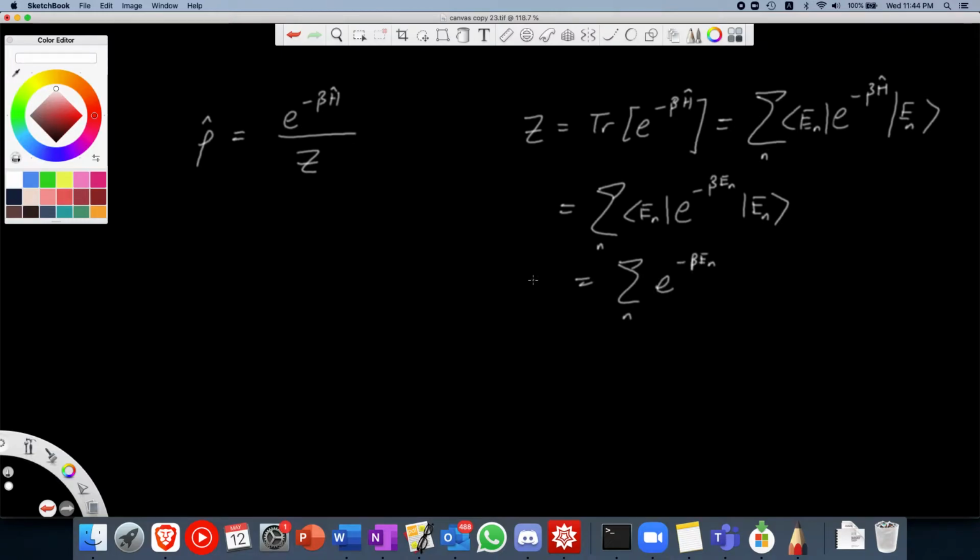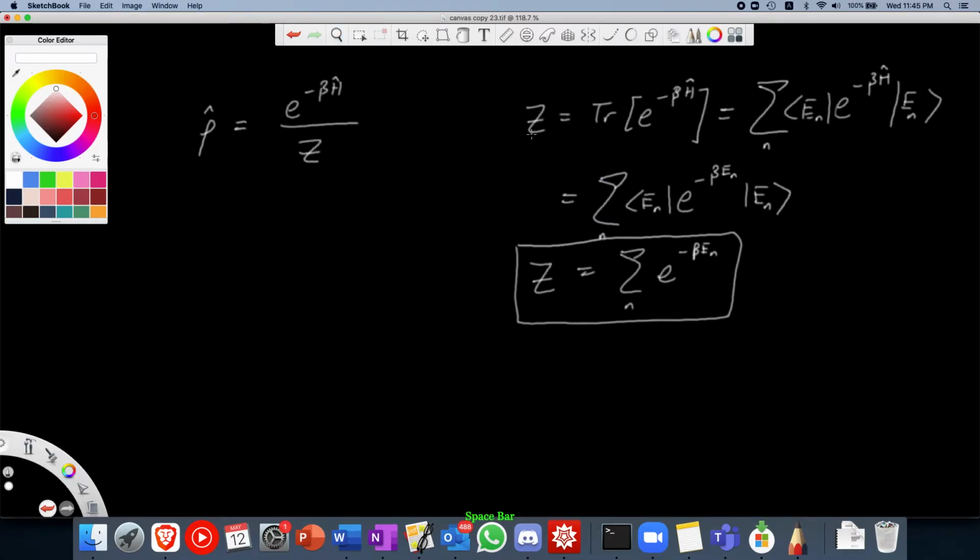and you see we recover the classical partition function as the sum over all the energy states. So the quantum partition function isn't really that much different from the classical partition function, just that you do a trace, and you choose a trace over the energy eigenstates, then you recover the classical partition function. So that is what Z is.